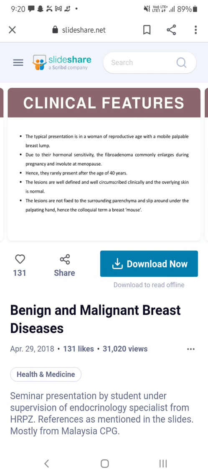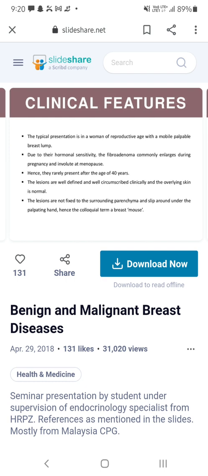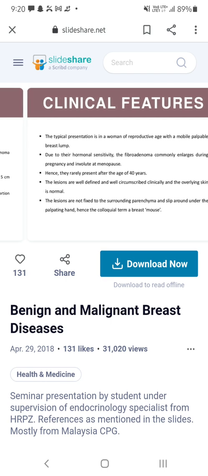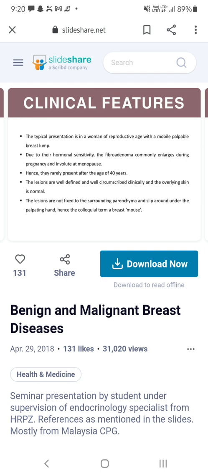So next thing is the clinical features. The typical presentation is in a woman of reproductive age with a mobile, palpable breast lump. When you palpate, it can change position. When you are palpating one side, you can nicely observe that it has shifted to another place. Due to their hormonal sensitivity, fibroadenoma commonly enlarges during pregnancy and also involutes at menopause. I told you, it mostly occurs in the age group below 30.